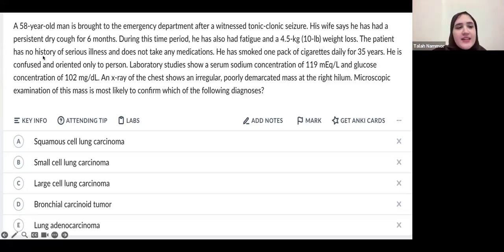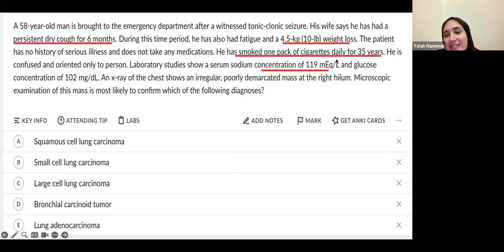Yalla, a 58-year-old man is brought to the emergency department after a witnessed tonic-clonic seizure. His wife says he has had a persistent dry cough for 6 months. During this period, he has also been fatigued and lost weight. So, fatigue, weight loss, dry cough, it's a tumor. The patient has no history of serious illness and does not take any medication. He has smoked 1 pack of cigarettes. He's a smoker.